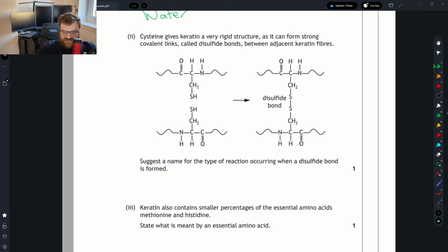Next, a name for the reaction taking place when a disulfide bond is formed. So what's happening here? We've got 2 chemicals joining together and we're losing a small molecule. So that could actually be classed as condensation. It's not always water for condensation. So it would be 2 molecules joined together and release a small molecule, usually water. So condensation, probably the one I'd go for.